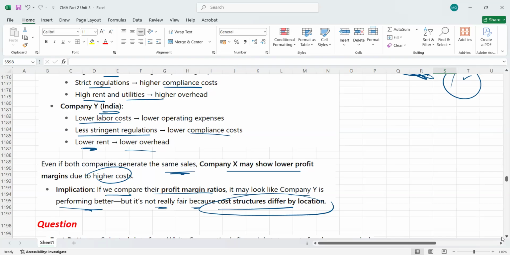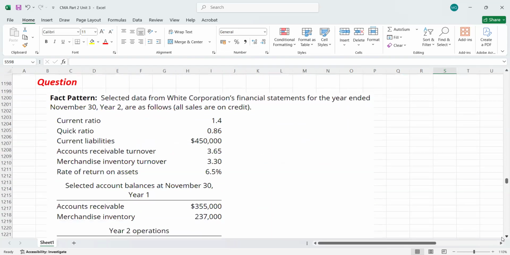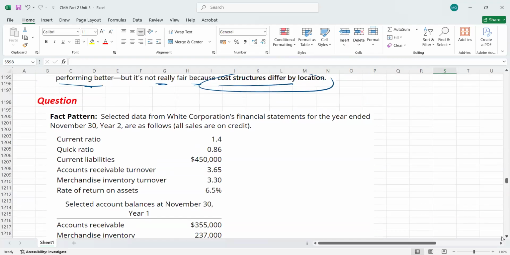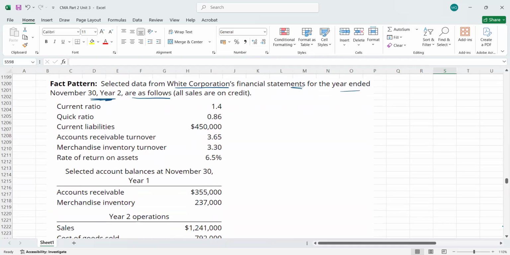Now, guys, I'm going to show you one more question so you can get the idea. They are saying selected data from White Corporation's financial statements for the year ended November 30, year 2. This is the data as follows. We got a current ratio 1.4, quick ratio 0.86, current liabilities, account receivable turnover, which I'm highlighting intentionally, merchandise inventory turnover, it's inventory turnover, highlighting intentionally, and rate of return on assets 6.5%.